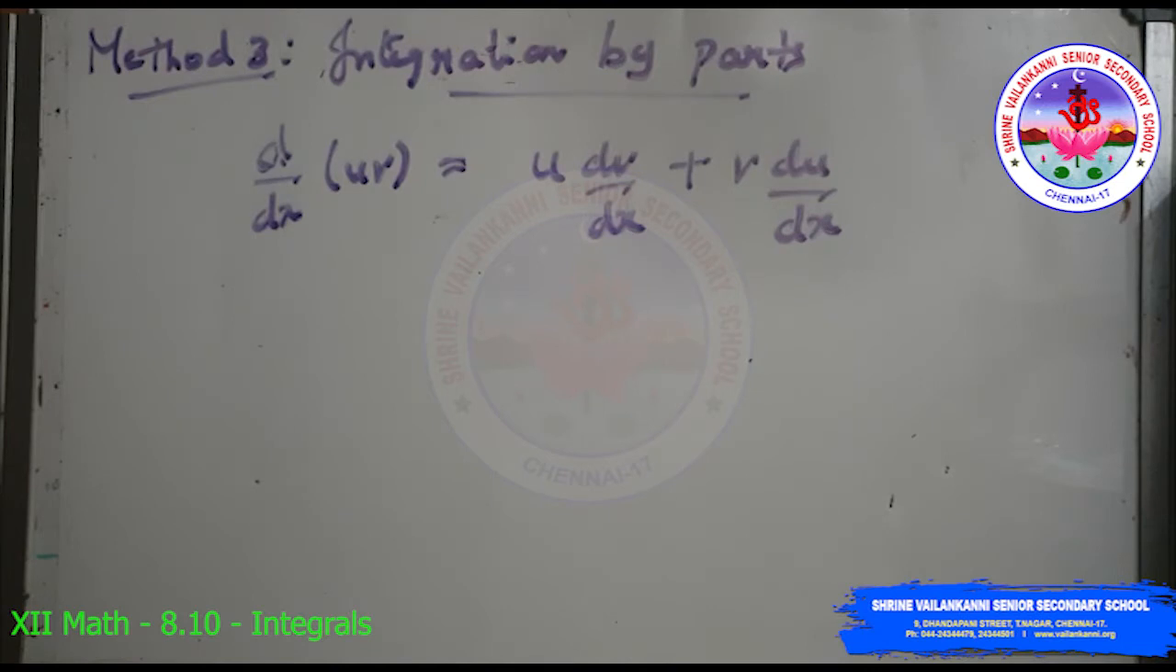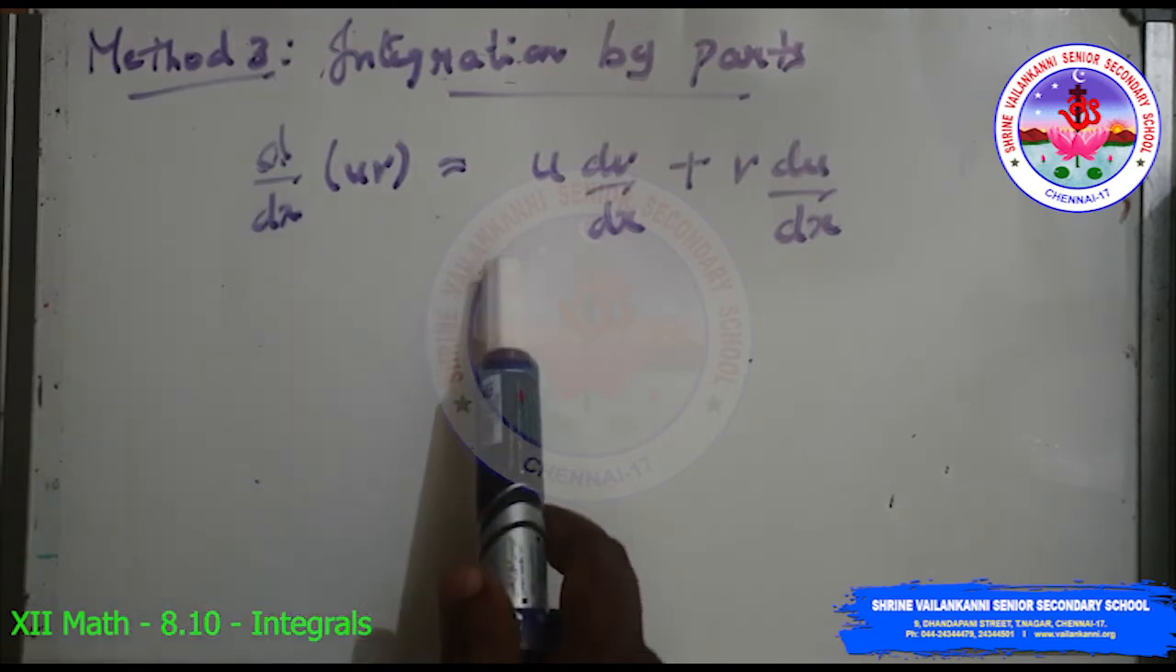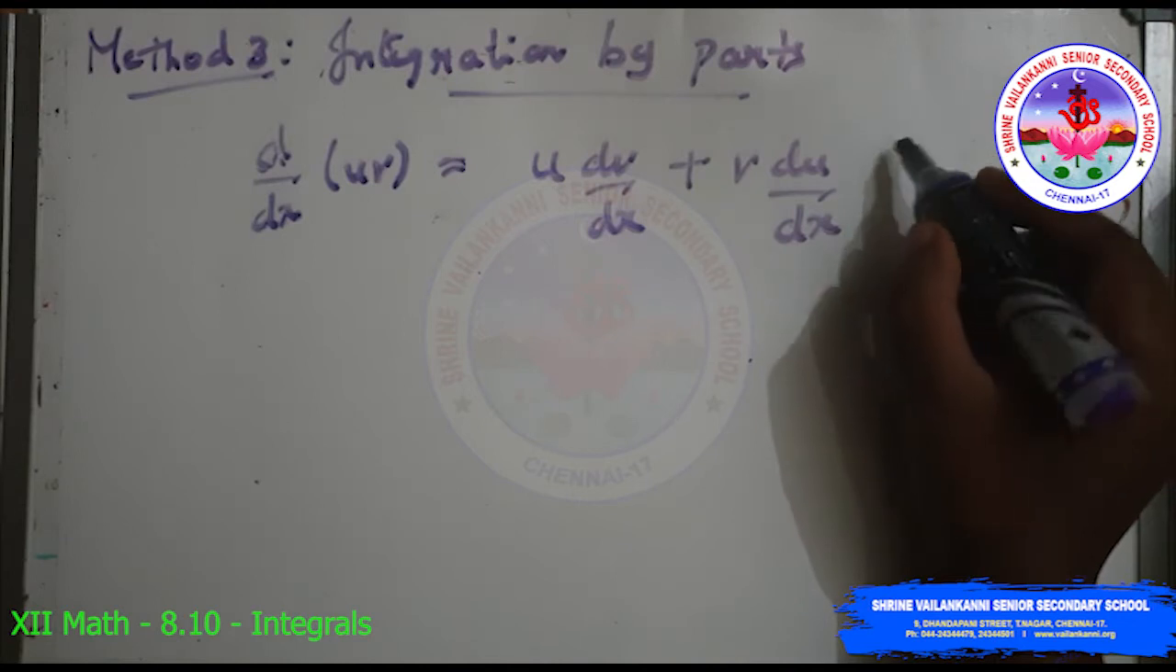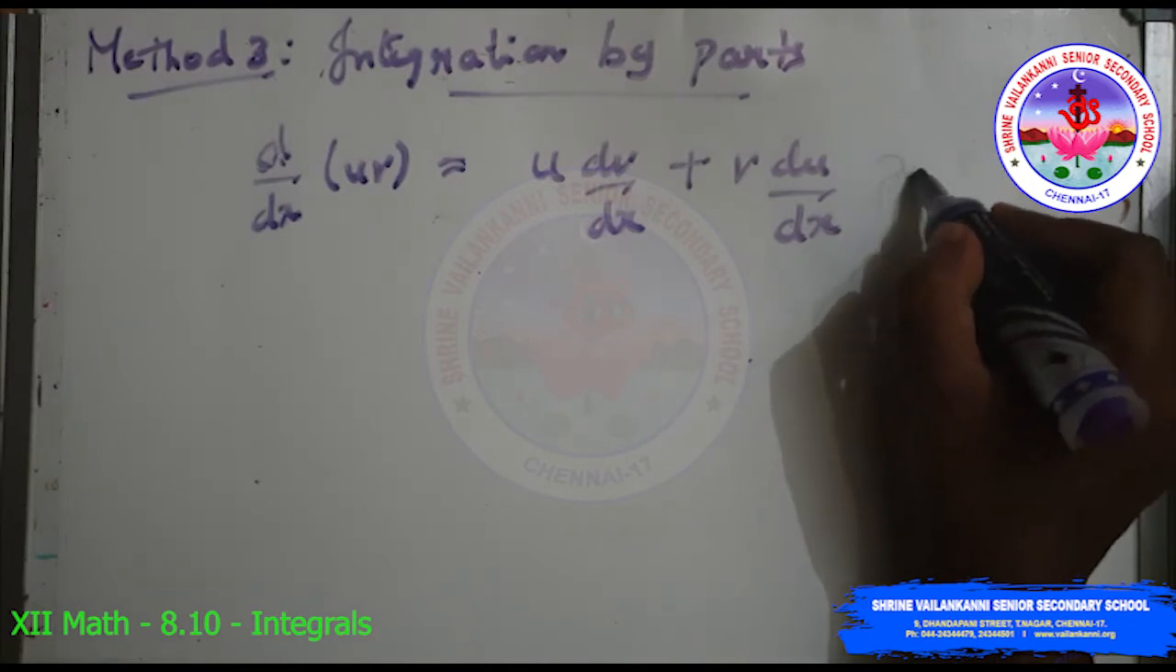If u and v are any two differentiable functions of a single variable x, then by the product rule of differentiation, d by dx of uv is equal to u into dv by dx plus v into du by dx, which is our product rule.